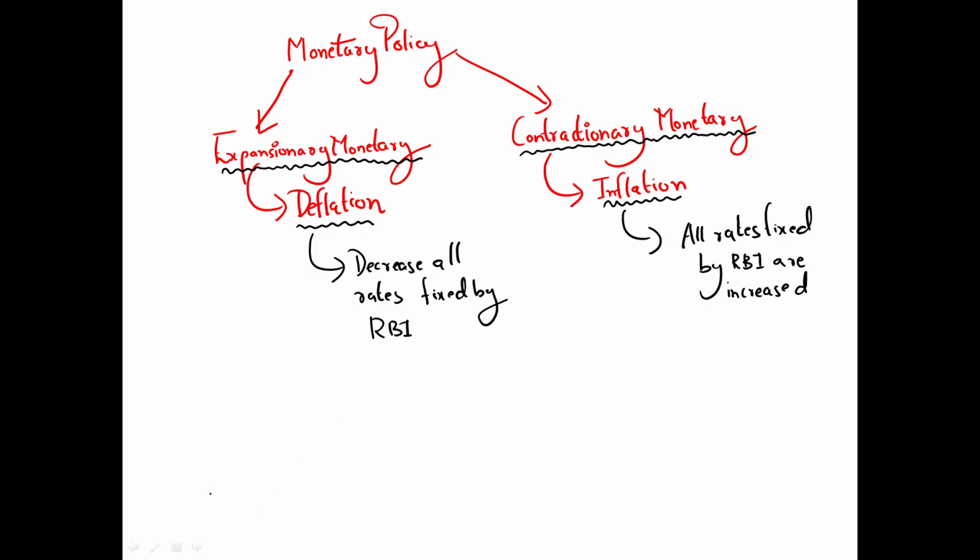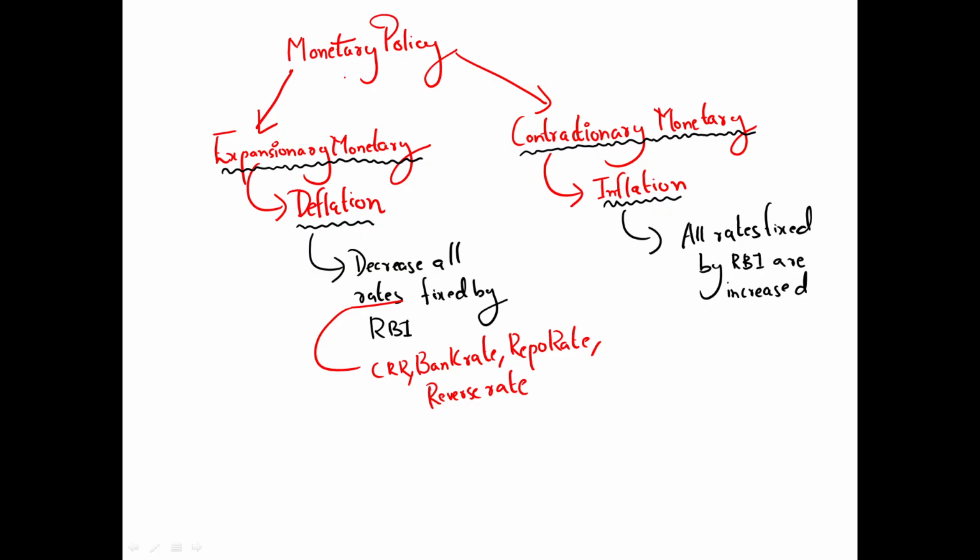So what do we mean by rates? Here, rates can be the cash reserve ratio, the bank rate, the repo rate, or the reverse repo rate. These are the rates mentioned here. So during deflation, RBI decreases all the rates, like CRR, bank rate, repo rate, and reverse repo rate.